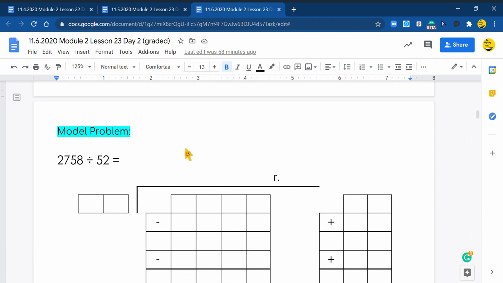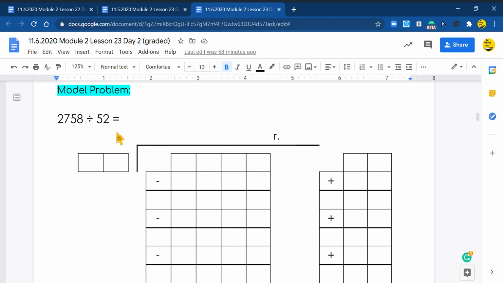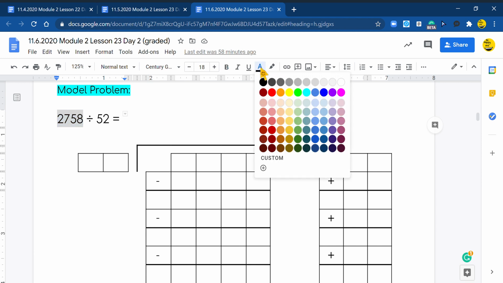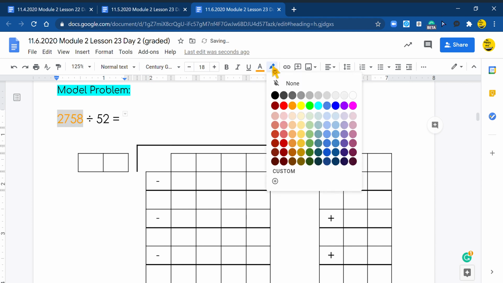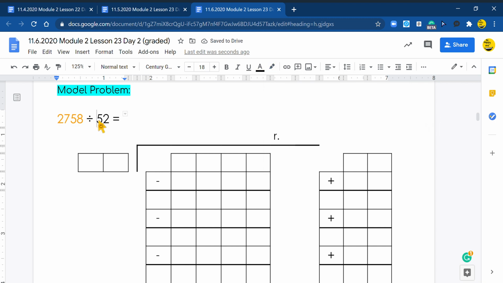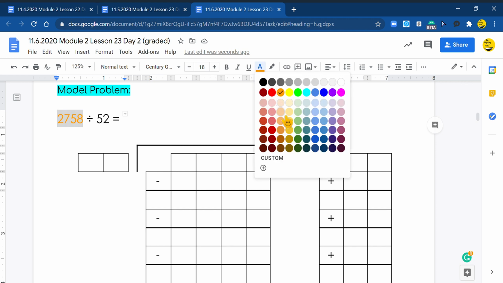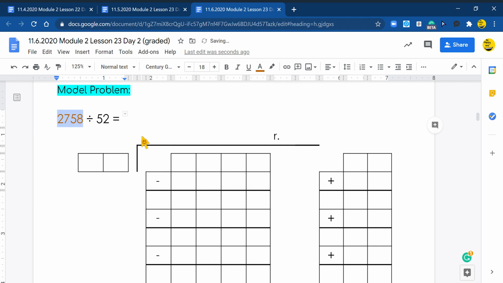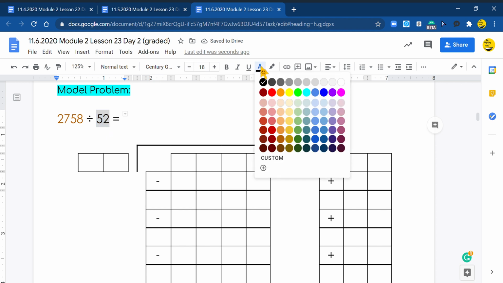So model problem. We have 2,758 divided by 52. Like I like to do, we're going to quick change our numbers so that you can see them with different colors. I'm going to use orange, and then a darker orange because that's a bit bright, but that's okay. To go with this orange, we'll do this pretty blue.